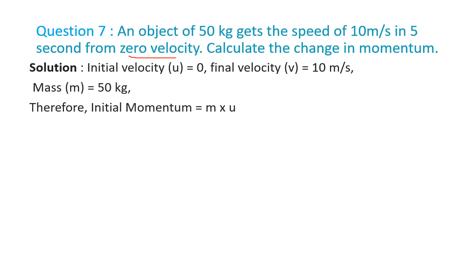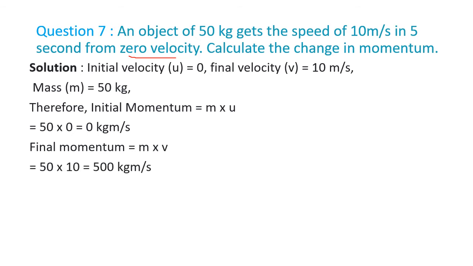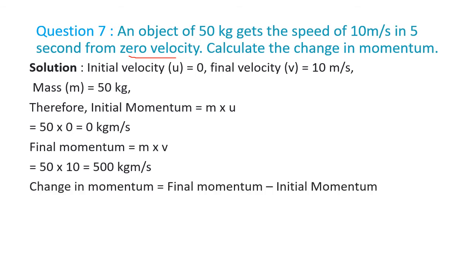So first we calculate the initial momentum, mass into initial velocity. So it is 50 into 0. Initial velocity is 0, so the initial momentum is 0 kg meter per second. Final momentum is mass into final velocity. So 50 into 10, that is 500 kg meter per second. So change in momentum is final momentum minus initial momentum. 500 minus 0 is 500 kg meter per second. This is the change in the momentum.